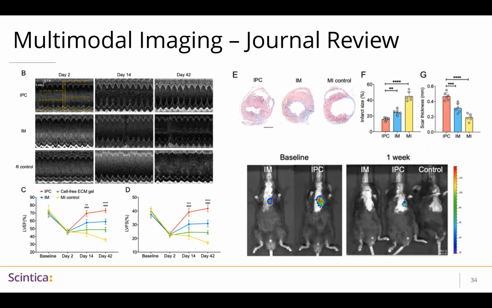And finally, this group wanted to understand if this technique would be translatable into the clinic. So they wanted to ensure that the IPC injection route was feasible. And so they used a porcine model, and they found that they were able to develop a technique which was minimally invasive and was likely to succeed if translated into the clinic.